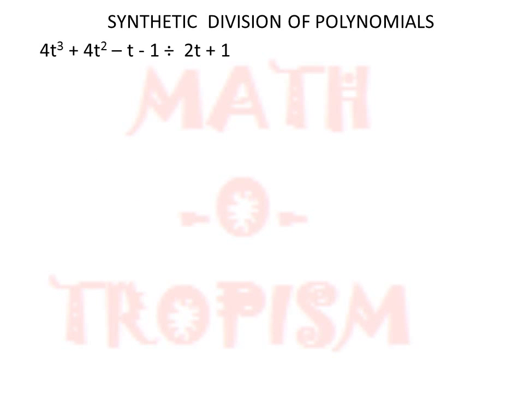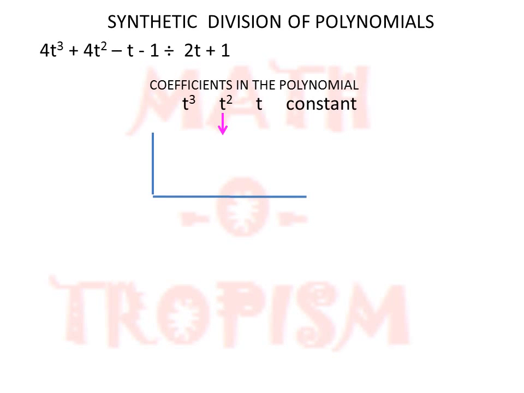Next example is 4t cube plus 4t square minus t minus 1 divided by 2t plus 1. Similarly, the first step is writing the coefficients. So the coefficient of t cube is 4, t square is 4, t is minus 1, and the constant term is minus 1. So find the divisor.